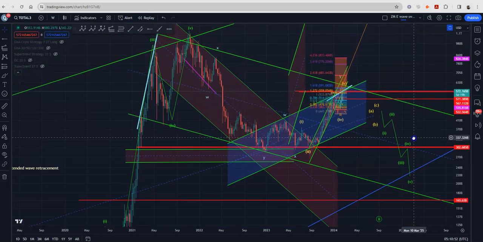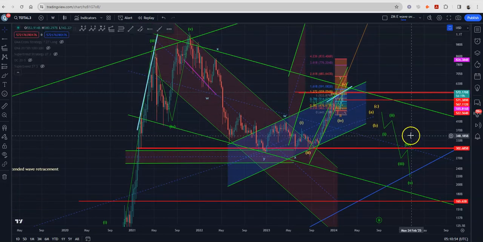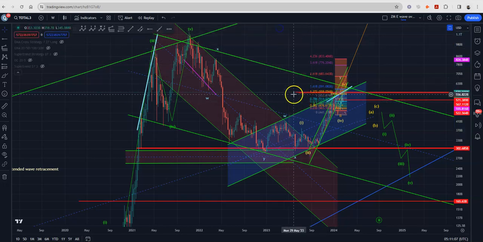So yeah, that's what I have for you guys. I just wanted to hop on here and say we are getting rejection here, just as we expected. Bearish divergence. Excuse the messy chart, it can get away from me sometimes. But yeah, that's it.